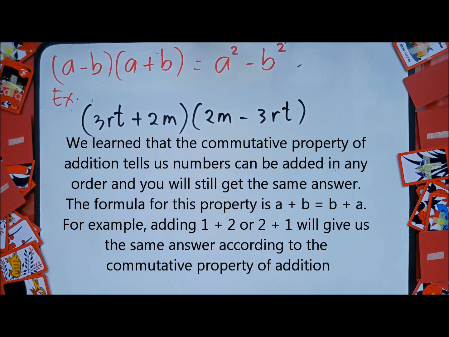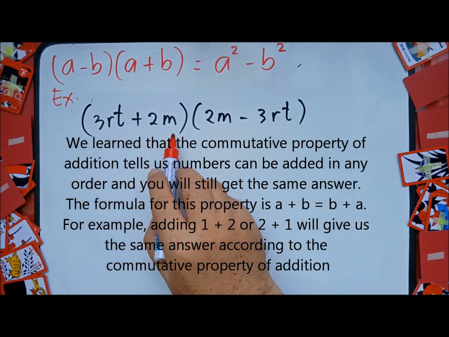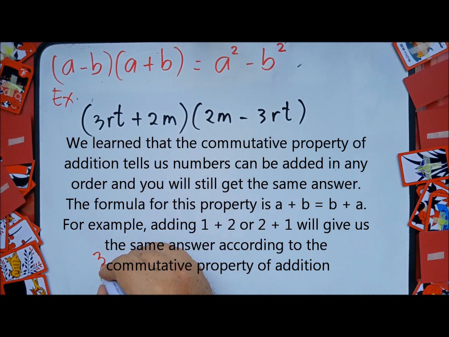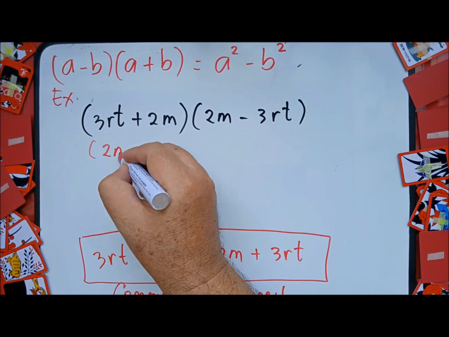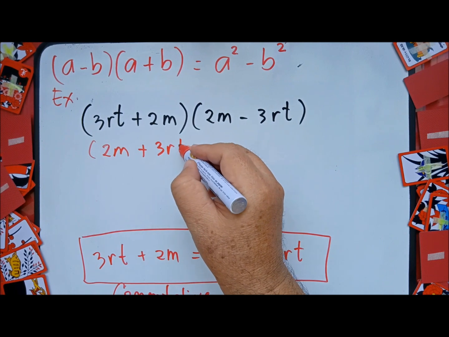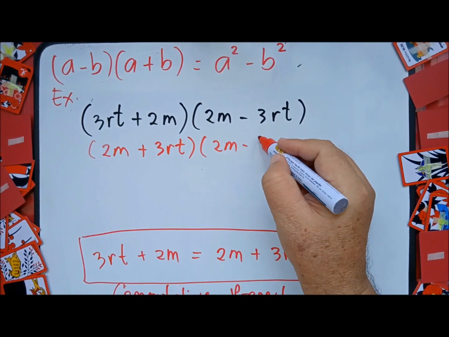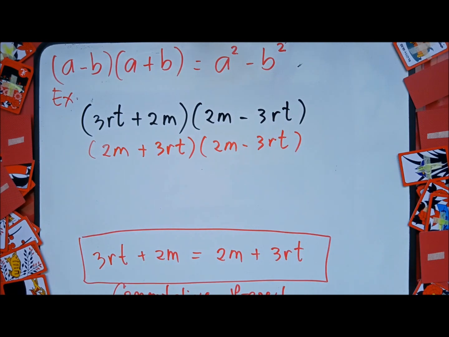Because of the commutative property of addition, you can interchange the position. Remember, commutative property: 3rt plus 2m is just the same as 2m plus 3rt. You can interchange. Okay, so this will become what? This will become 2m plus 3rt, 2m minus 3rt.